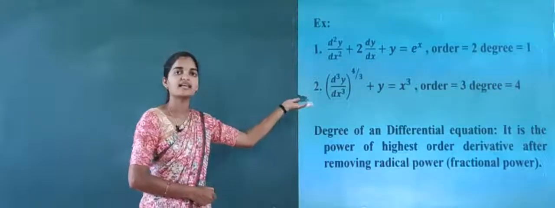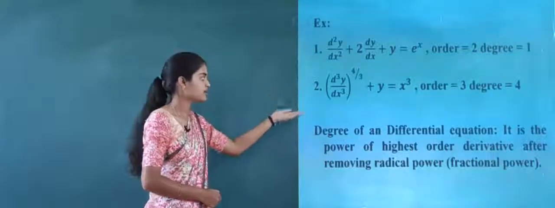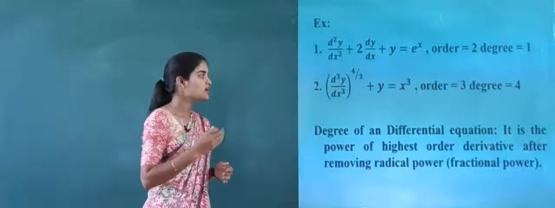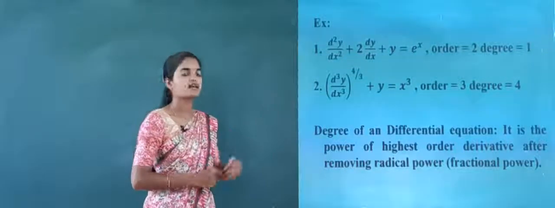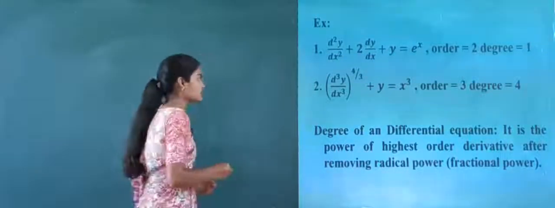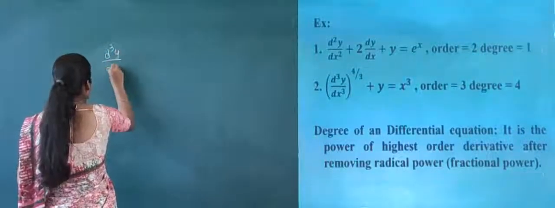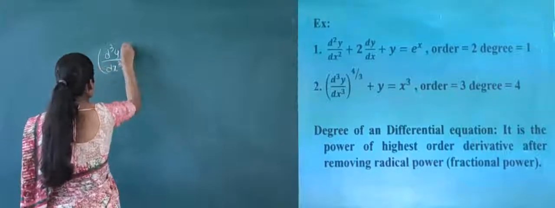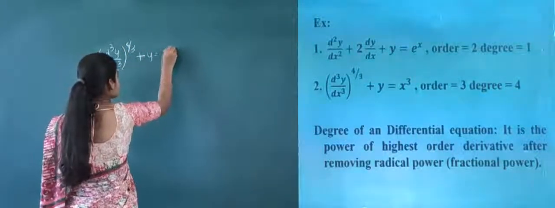But the second example is a little bit different. Here d cube y divided by dx cube, raised to 4 by 3, plus y is equal to x cube. Here you can see that I have written degree is equal to 4. How do we get that?